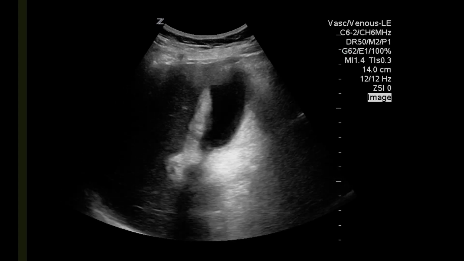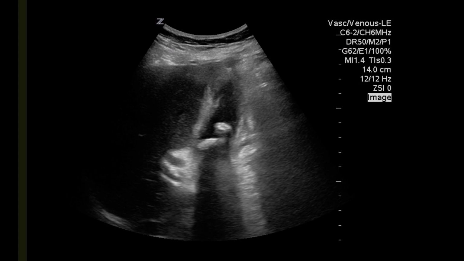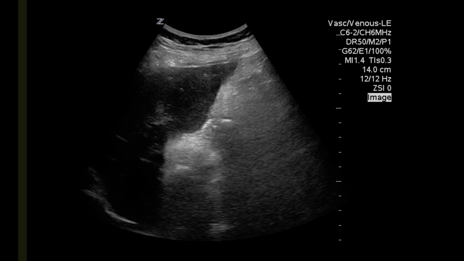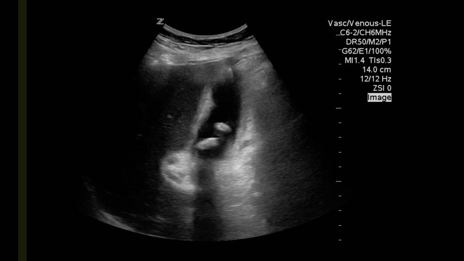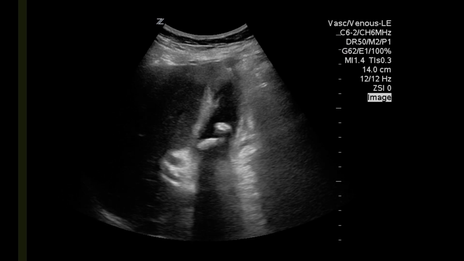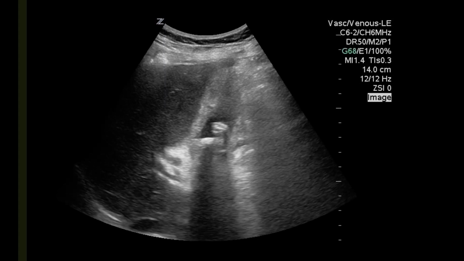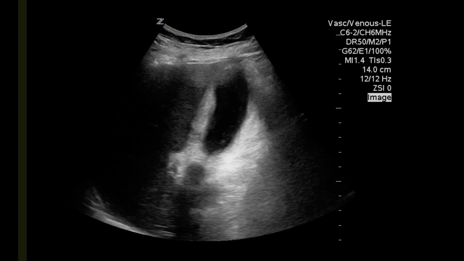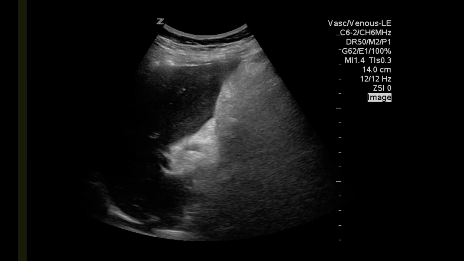This clip demonstrates marked wall thickening and the presence of gallstones in a patient with acute cholecystitis. The combination of wall thickening with gallstones presents a positive predictive value of 95%. However, gallbladder wall thickening is not specific for acute cholecystitis. It can occur in ascites, congestive heart failure, sepsis, and many other pathologies.